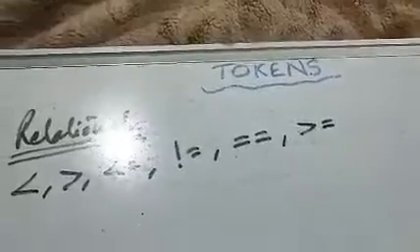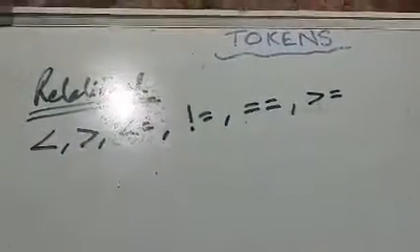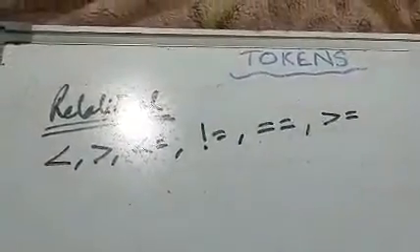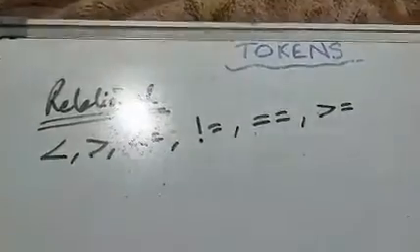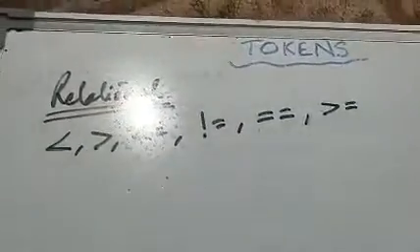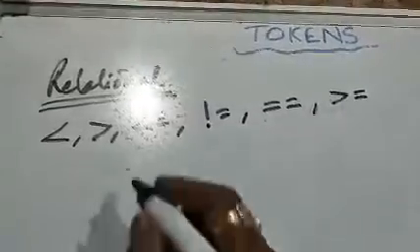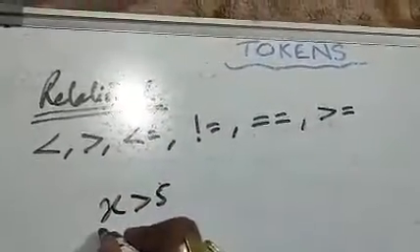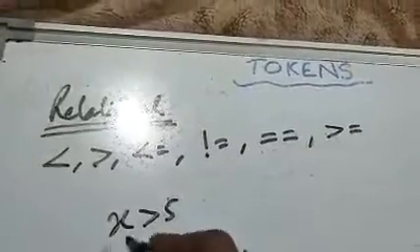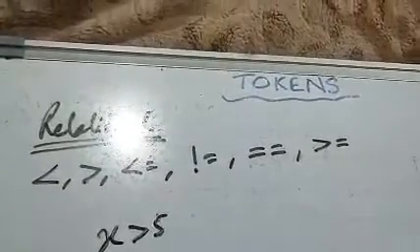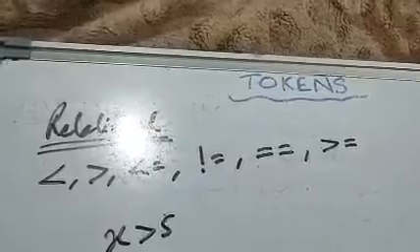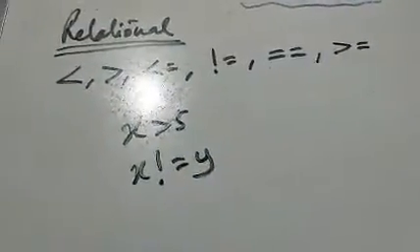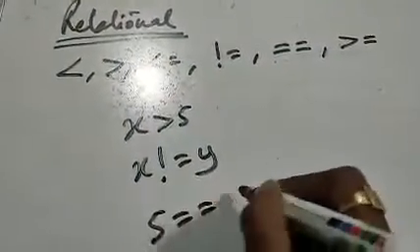Now what are relational operators? Relational operators are those operators that draw a relationship between two or more constants or variables. For example, x greater than 5, where x is a variable and 5 is a constant. Or I can write x not equal to y, where both are variables. Or I can write 5 double equals 6.